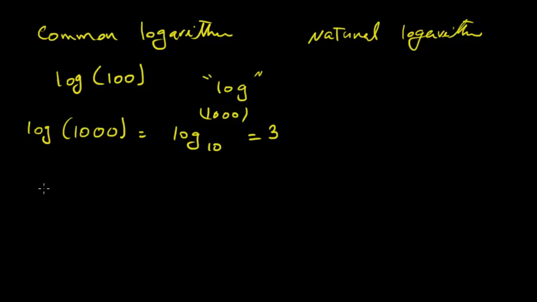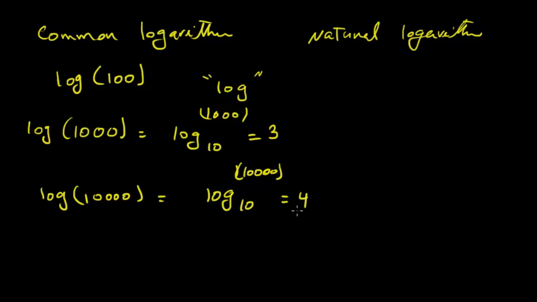So if you have something like log 10,000, you know that the answer is 4, because it means log base 10 of 10,000 equals x, which is 4. So this is the common logarithm, base 10, and you can see it very often in mathematical equations. And also we have the natural logarithm, base e.